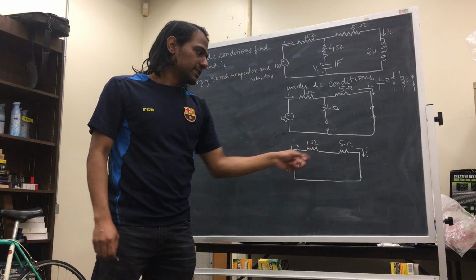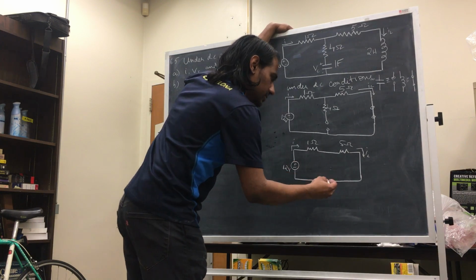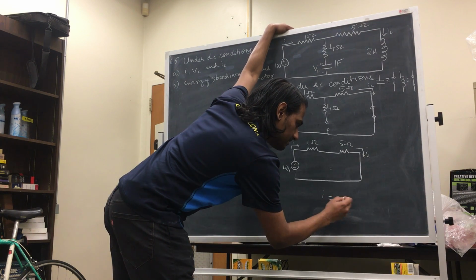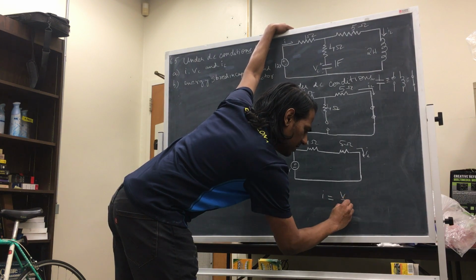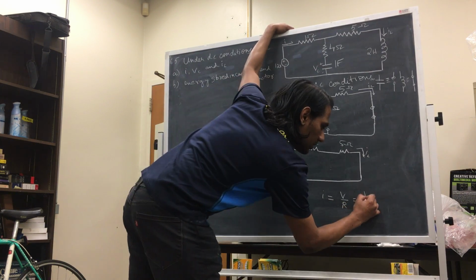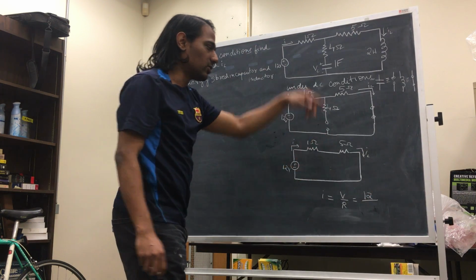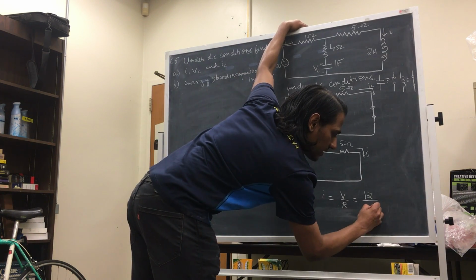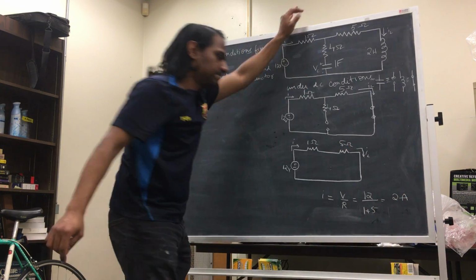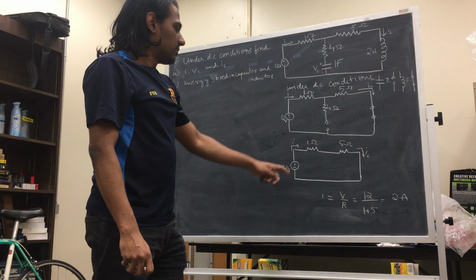I would be equal to IL since it's in the same loop. So we can use I is V by R, voltage by resistance. So I would be 12 divided by the total resistance, which is 6, since they both are in series. 1 and 5 are in series, so it's 1 plus 5. So you would get 2 amps. You found out I and IL.